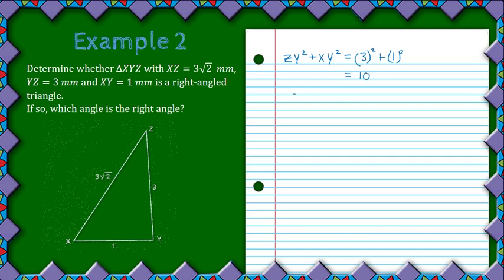And then for XZ squared, this is going to be 3 square root of 2, all squared. So this gives me 9 times 2, which is 18. Now we can clearly see that they are not equal, so we state that ZY squared plus XY squared is not equal to XZ squared, and therefore triangle XYZ is not a right-angled triangle.